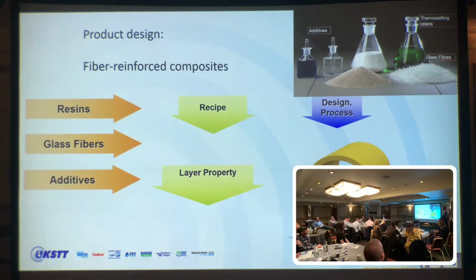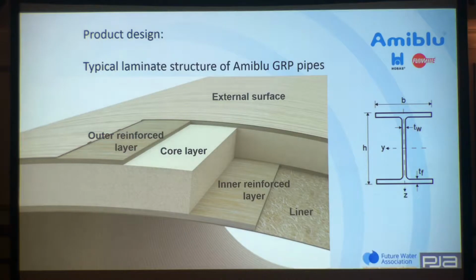The design. GRP is a thermosetting plastic, and we use resins, in our case polyester resin, glass fibers, and additives like sand, etc. And we have a recipe, of course. You produce in layers. Here an example: an external surface, an outer reinforced layer, a core layer, an inner reinforced layer, and a liner.